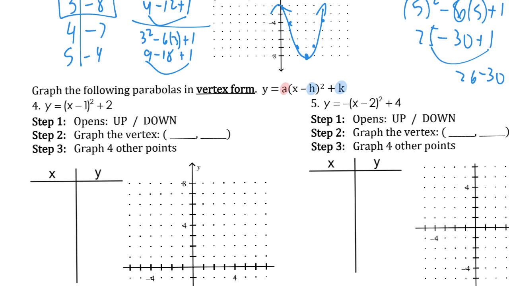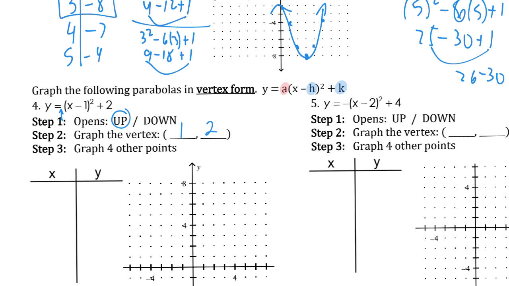So on this first one, notice the coefficient in front here is positive, okay? And so we're going to leave that as opening upward. The vertex is going to be, the parenthesis makes it go opposite. So it'd be 1, and then the 2 stays the same sign as it is.